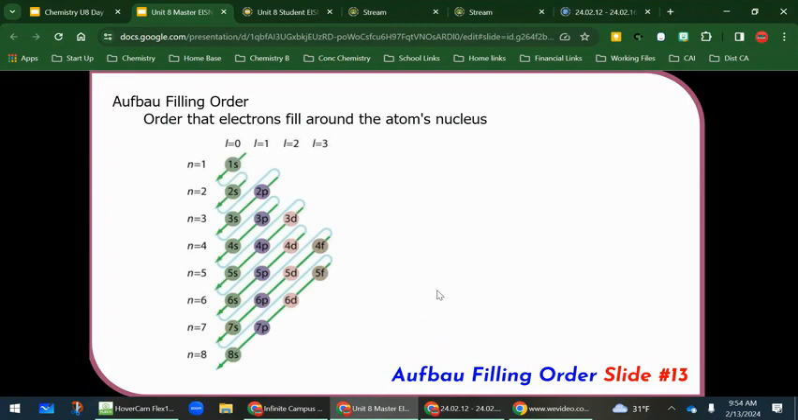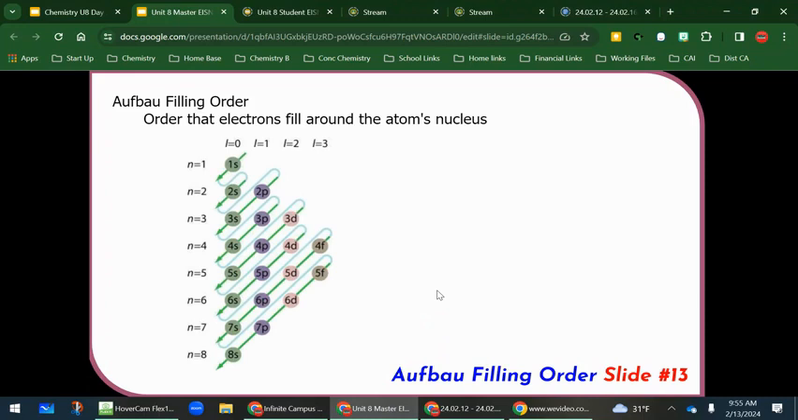You'll notice in the first energy level, there is only 1S. In the second energy level, there is 2S and 2P. In the third energy level, there is 3S, 3P, and 3D, correct? In the fourth energy level, there is 4S, 4P, 4D, and 4F. And that is the way it is from there on out. By the way, we've never gotten to the 8th energy level yet, correct?